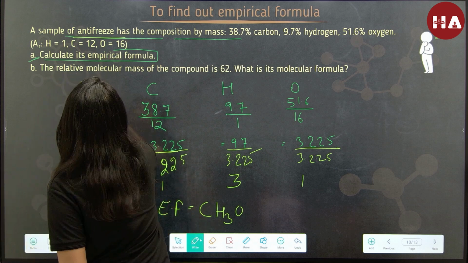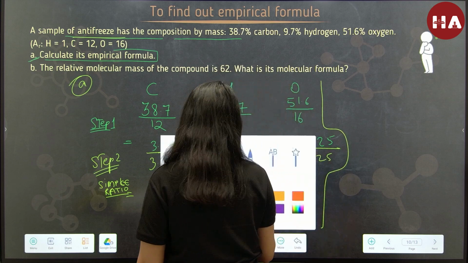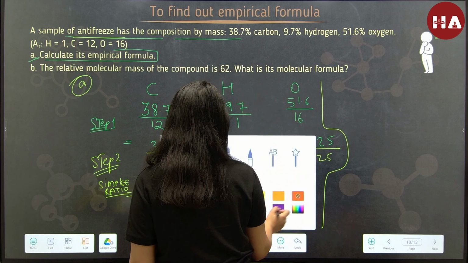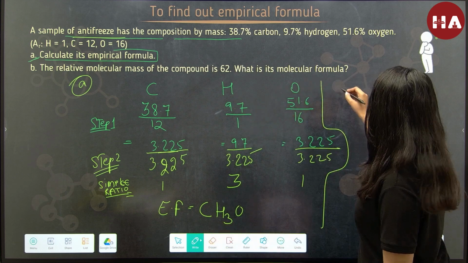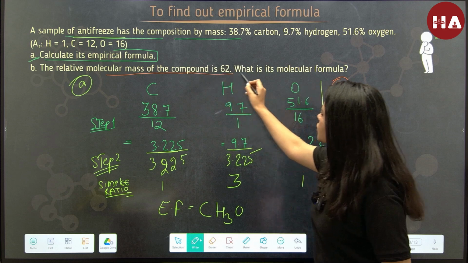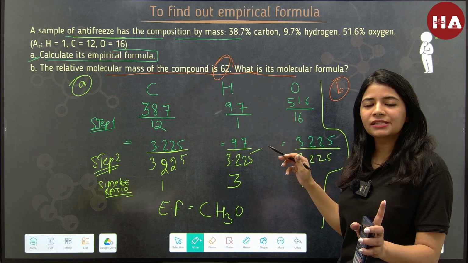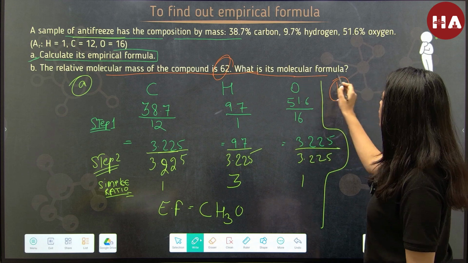Now let's move on to your B part. I am doing the B part here. Let me change the color of the pen. Let me take orange. So B. In B part, what are they saying? The relative molecular mass of the compound is 62. So it is given that the mass of the compound is 62. What is the molecular formula?